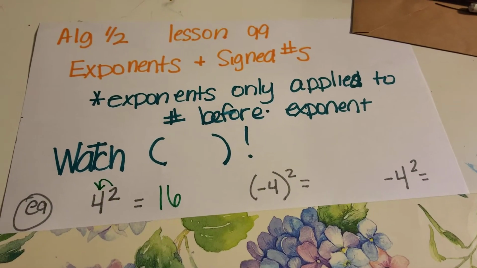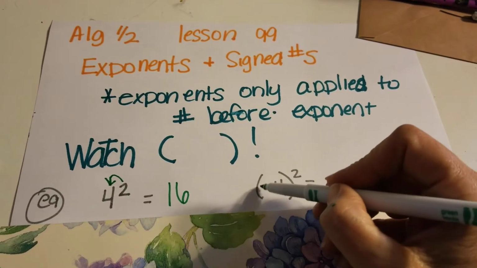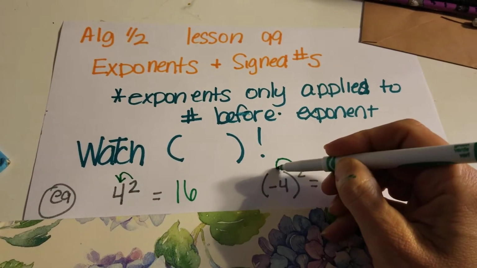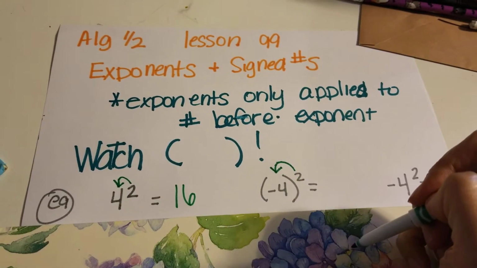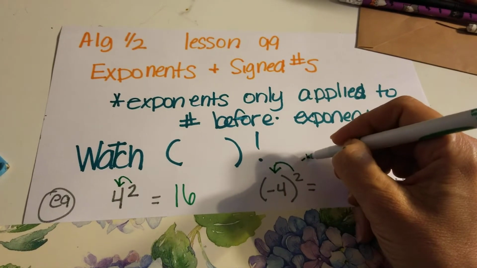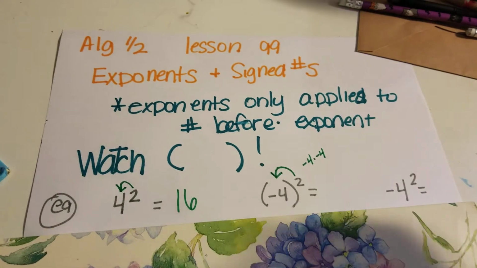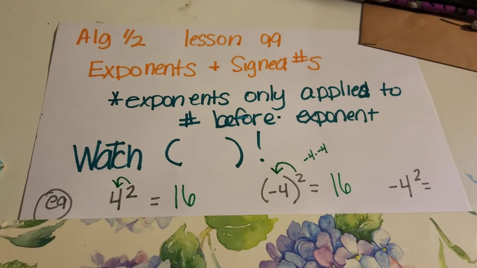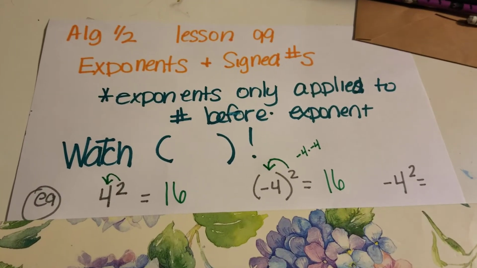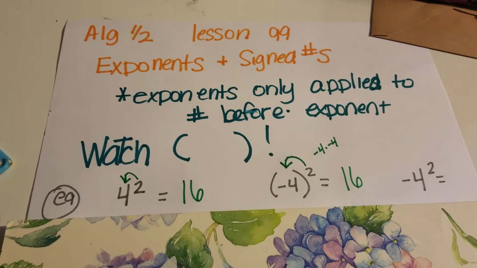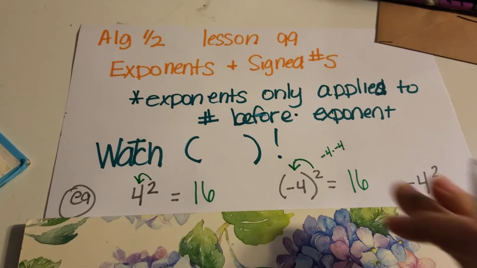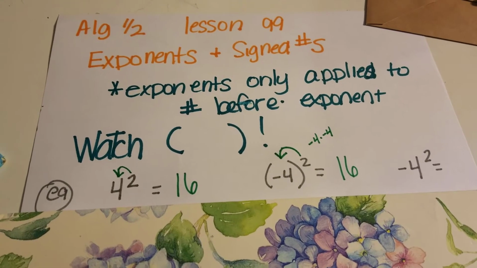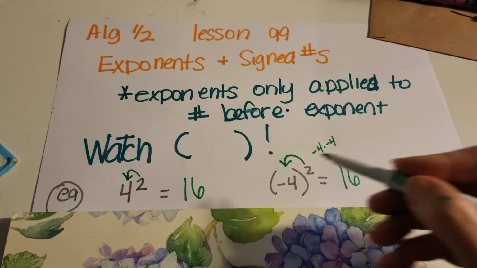Now, when there's parentheses, the number right before is everything included in the parentheses. So I take my squared and apply it to this negative 4. That makes the problem negative 4 times negative 4, which is positive 16. It looks different, but actually we get the same result. It's really important to understand these rules, and if you just remember to use the parentheses for the thing right before it, it'll help you.